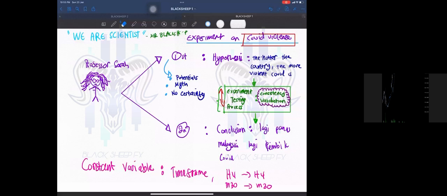So we are all scientists today, and we are going to be doing an experiment. I'm going to be labeling this experiment as: we are going to study the COVID virus. As a scientist, as a doctor, we always have to begin an experiment with our hypothesis. What's a hypothesis? A hypothesis is basically an assumption that we create before we validate and verify the whole incident.